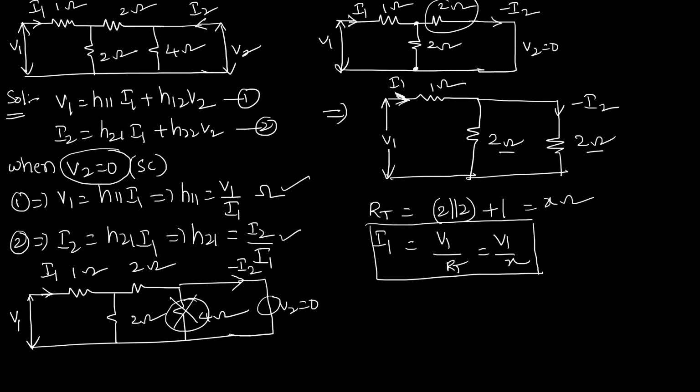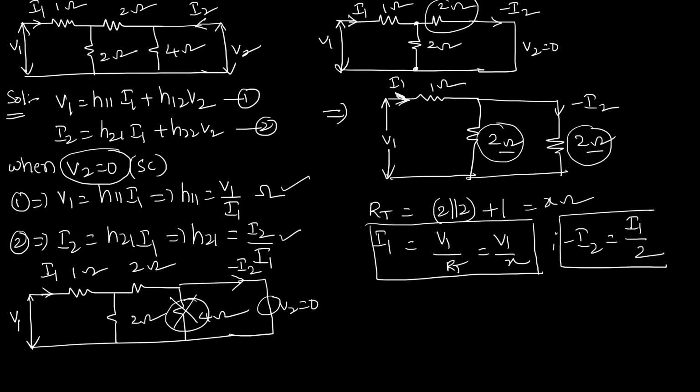Now it is time to calculate minus I2. What is minus I2? Is there any need for calculations? No, because this branch has 2 ohm and the other branch also has 2 ohm. So obviously the current will divide equally. So this is simply I1 by 2 we may write. This is how we get the I2 relation.